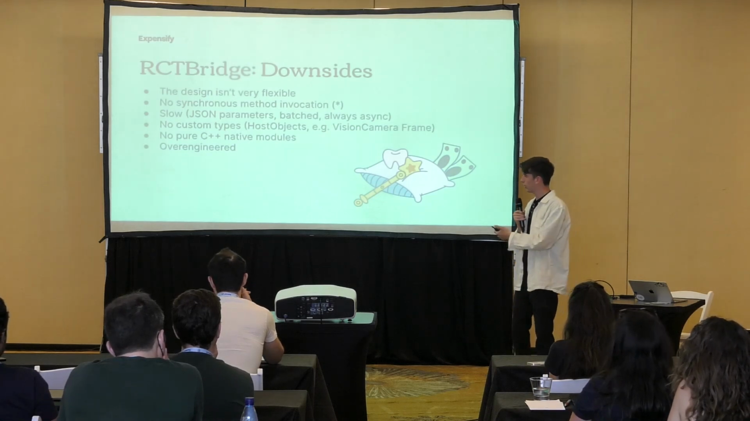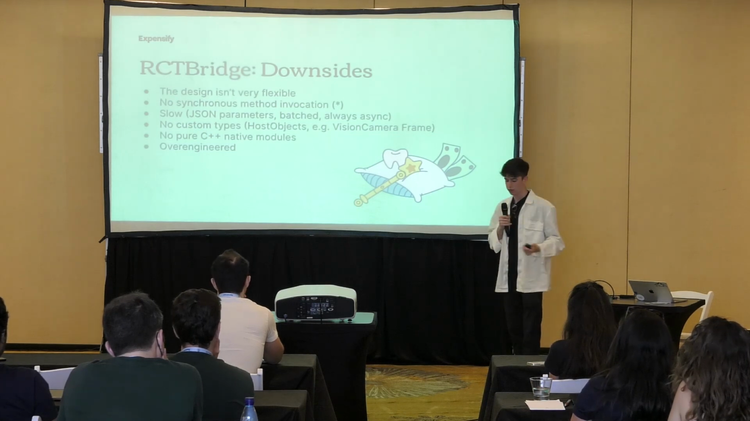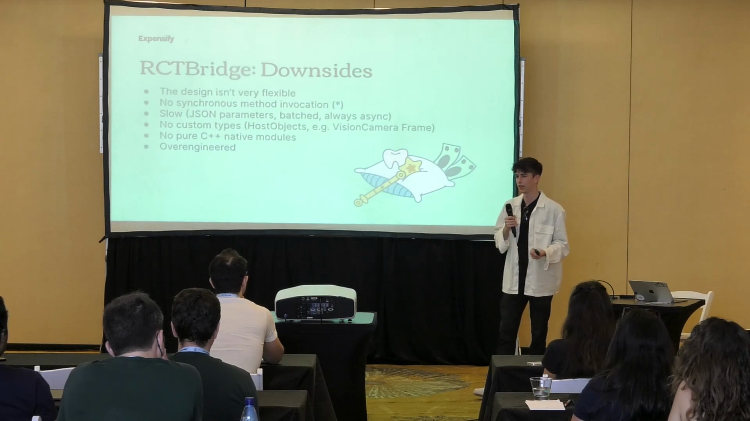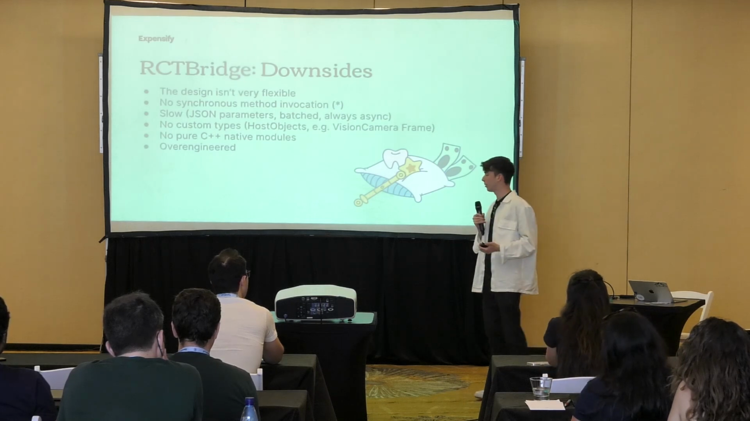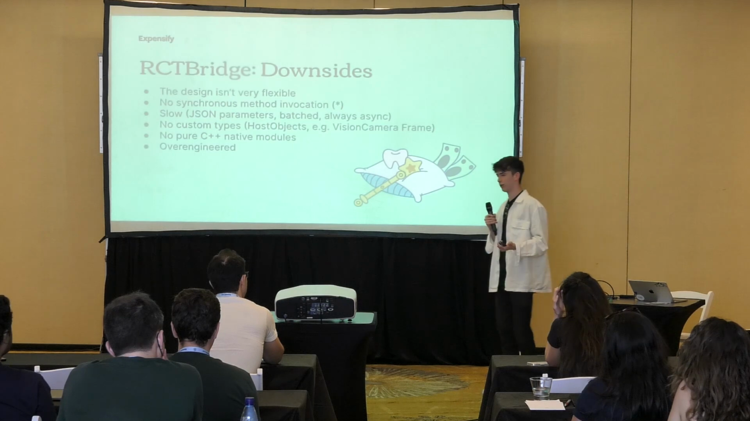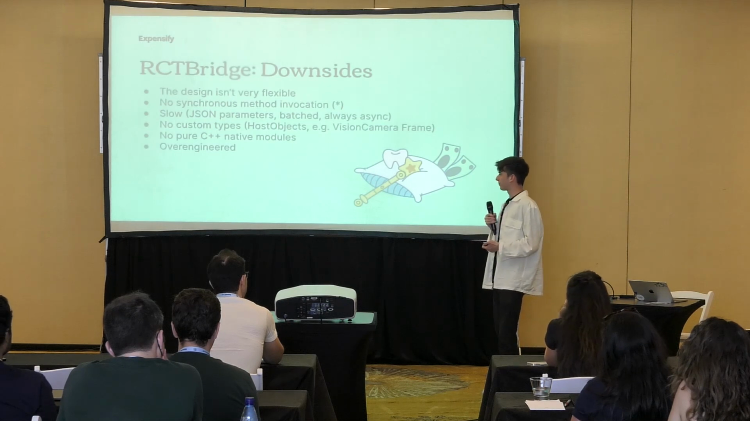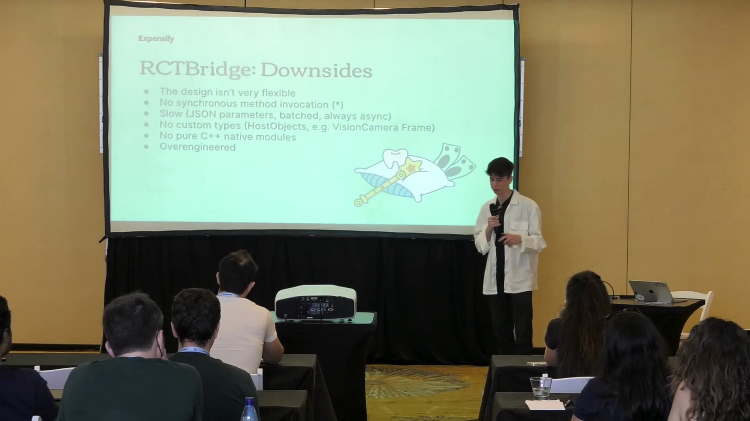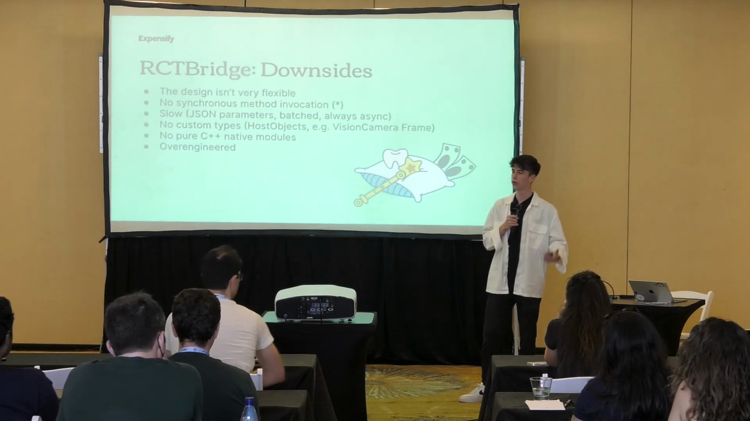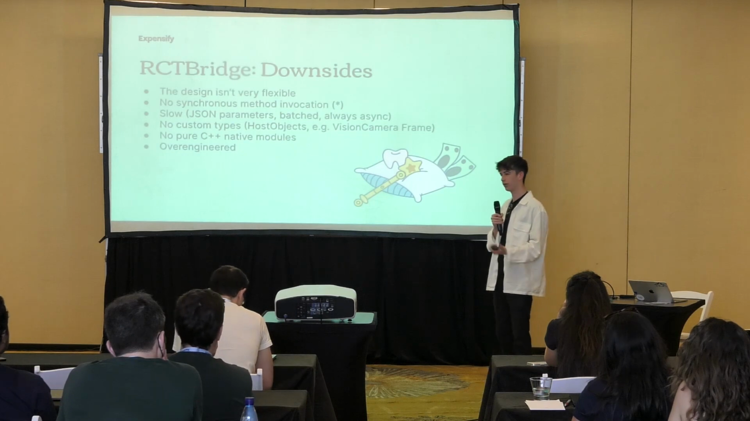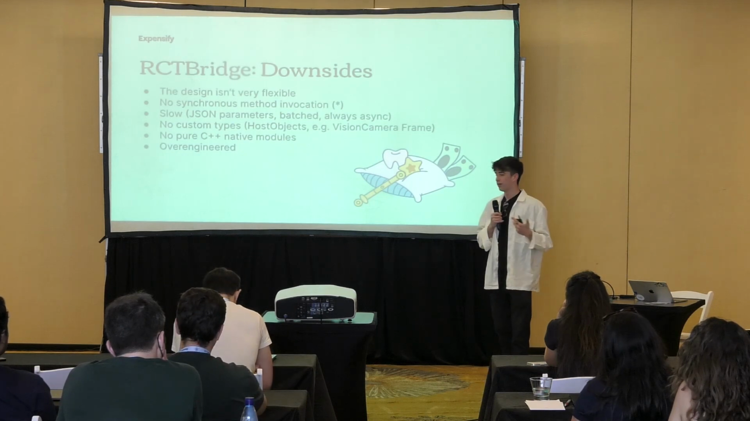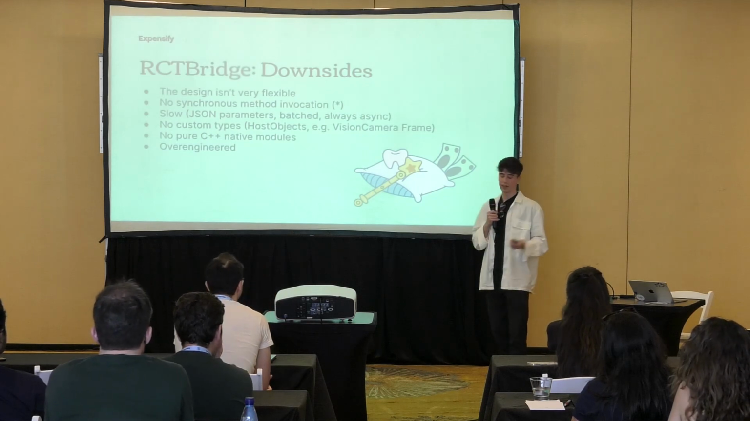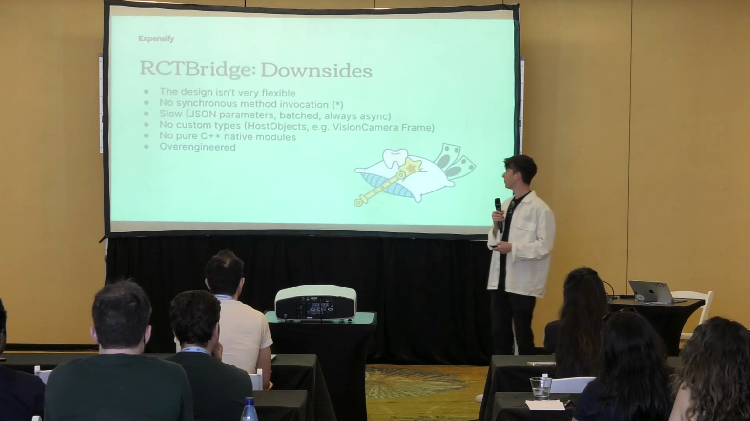Right, no custom types. I already said this for the first point. You can't really pass any, for example, for a vision camera, you can't just pass a frame along, which is like a 10 megabyte GPU buffer, because it's not really serializable, and you don't want to serialize 10 megabytes. You have no pure C++ native modules, so all of the native module APIs that are exposed to users building native modules are in Objective-C and Java. There's no real C++ interface for all of this. Over-engineered, yeah, the bridge has lots of code.